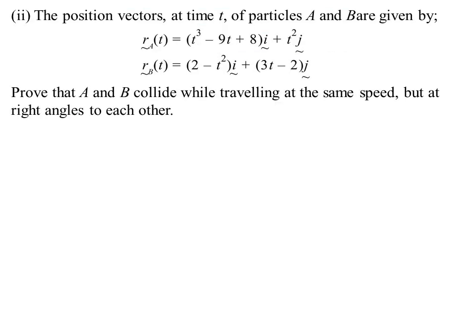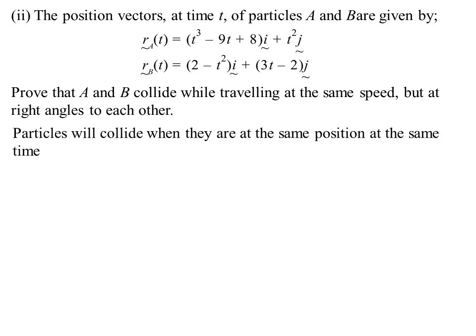Second example, we've got 2 particles going here. And we have the position vectors for both of these particles. We want to prove that they will collide while travelling at the same speed, but also at right angles to each other. So we have to think about, what does this mean? Well, if they collide, they must occupy the same position at the same time. I mean, it's possible they could occupy the same position at different times, but that doesn't mean they're going to collide. So it's got to be the same time as well.